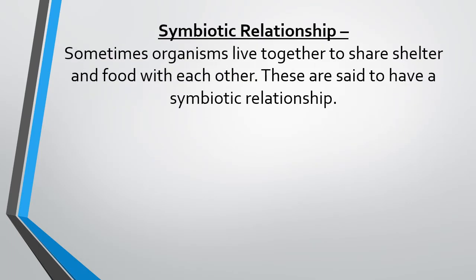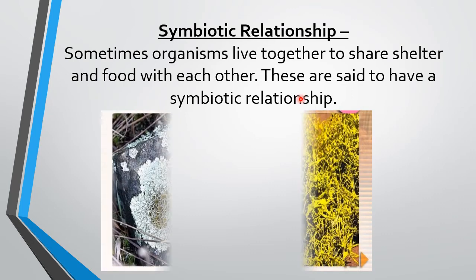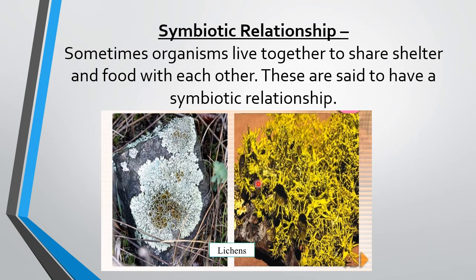Next, what we are going to see is symbiotic relationship, or symbiosis, or even we can say mutualism. That is a combination of two living together. Two different types of organisms live together and work together for the mutual benefit of each other. That relationship we call a symbiotic relationship. One such example is lichens. They share their shelter and nutrients.